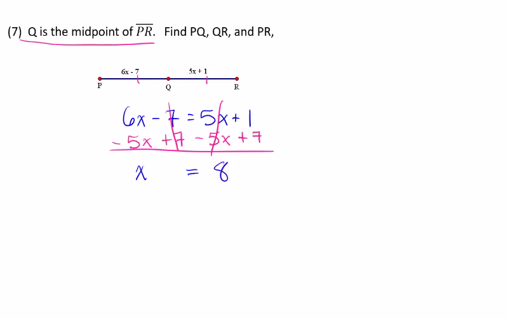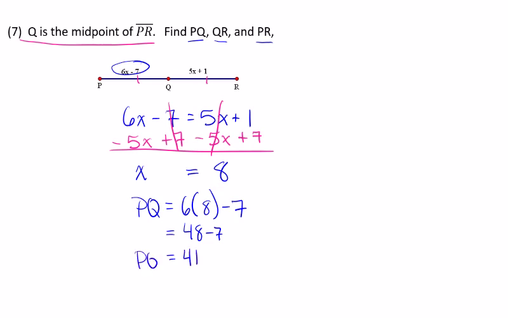And here's the part where you need to make sure you reread the directions and that you've answered all the questions. Right here, they're not asking for the value of x. They're asking for PQ, QR, and PR. So PQ is 6x minus 7, so PQ equals 6 times x minus 7. Plug in 8 for x there. So we get 48 minus 7, which is 41. So length PQ equals 41.